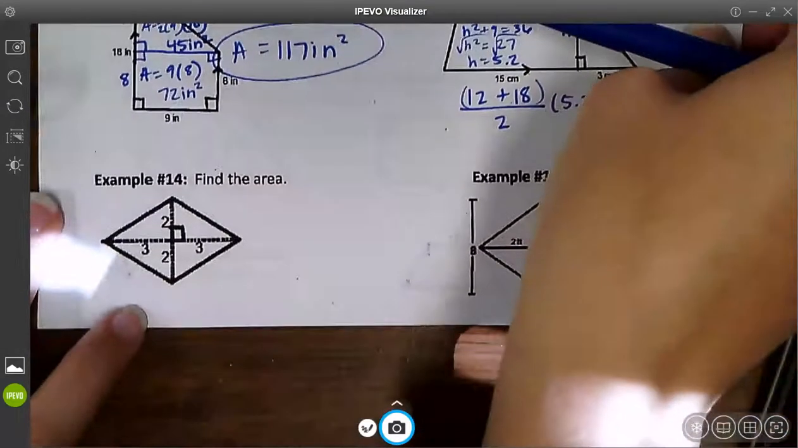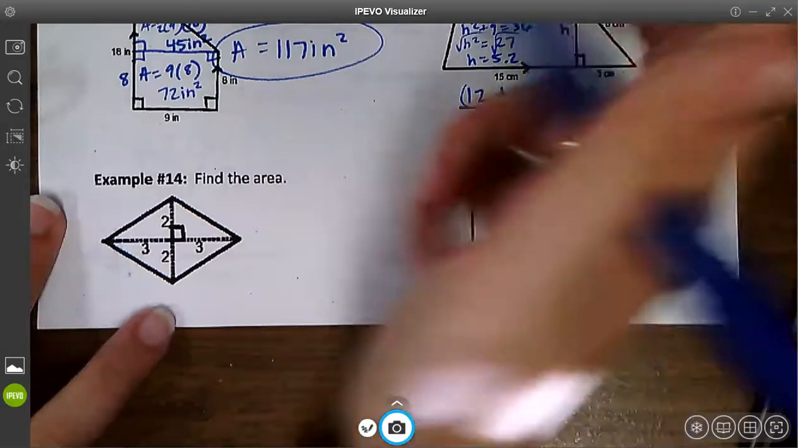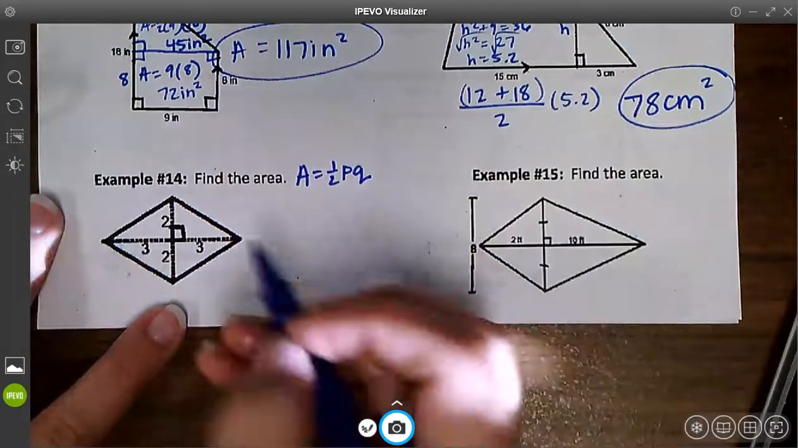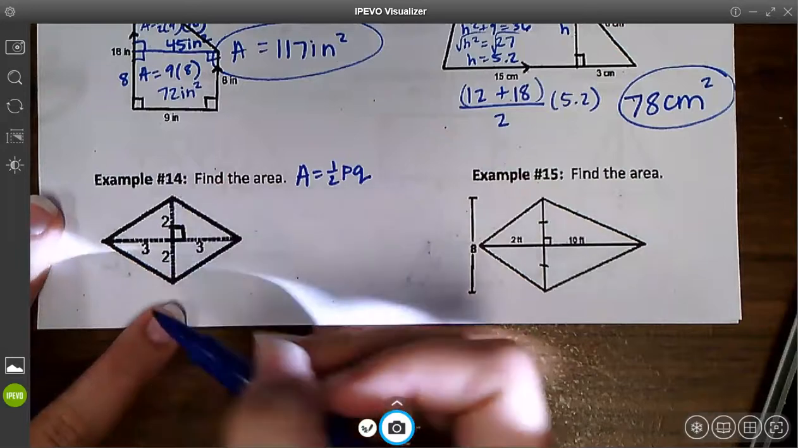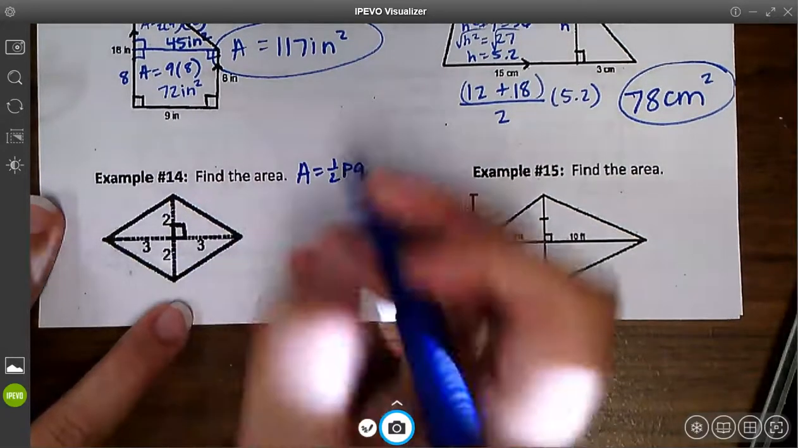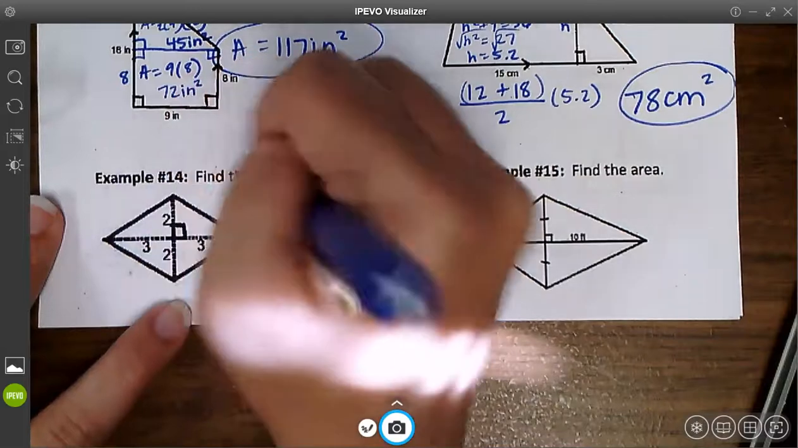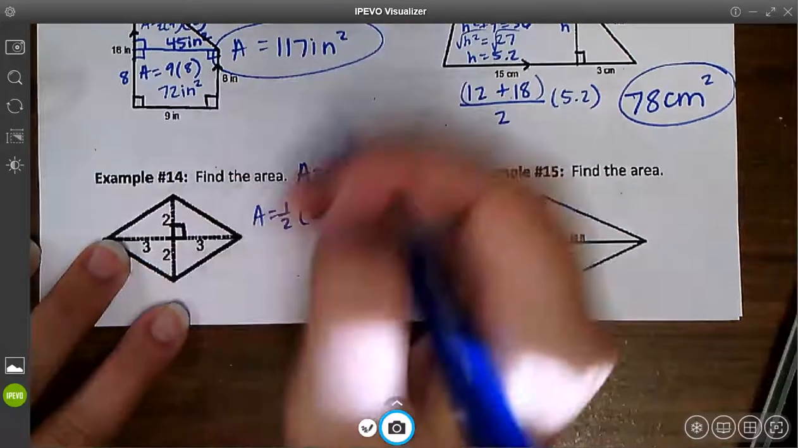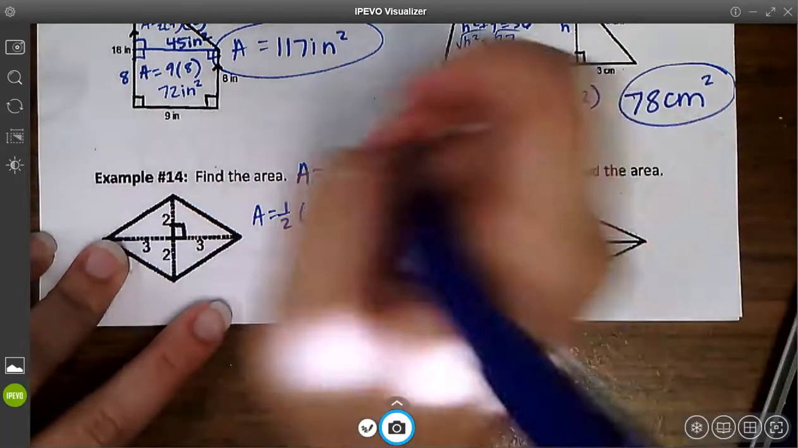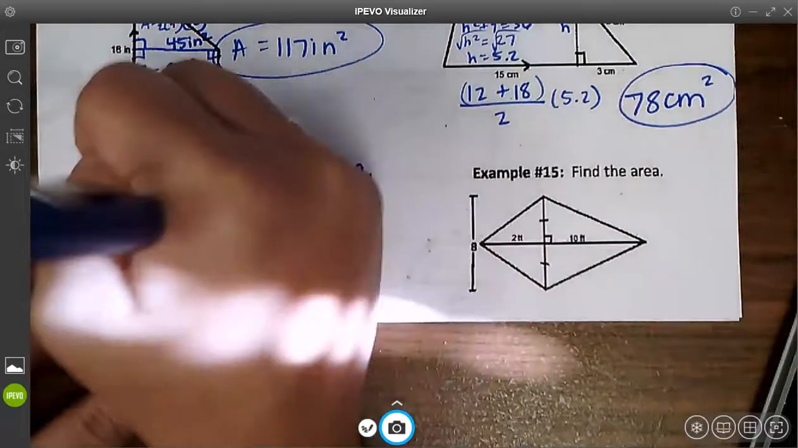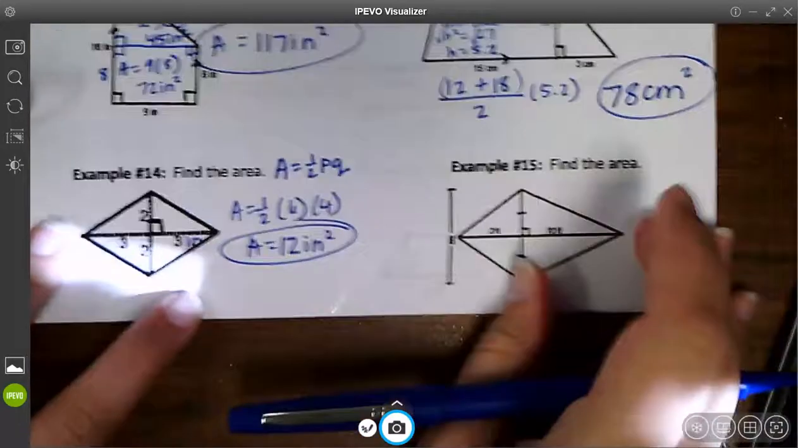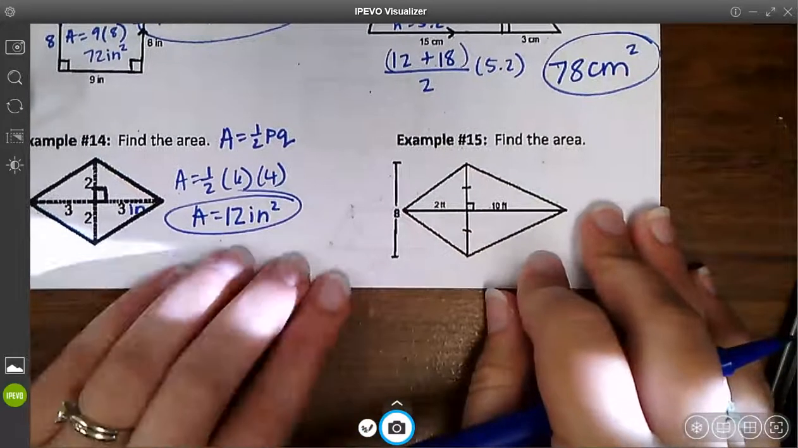The area of the kite. So remember that's A equals 1/2 P times Q, or the product of your diagonals. Our whole diagonal here is 6, and our whole diagonal here is 4. 6 times 4 is 24, divided by 2 is 12, and I'm going to call these inches squared.